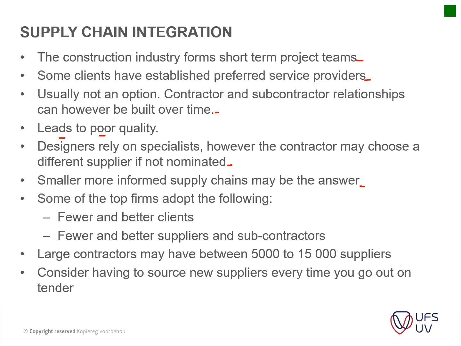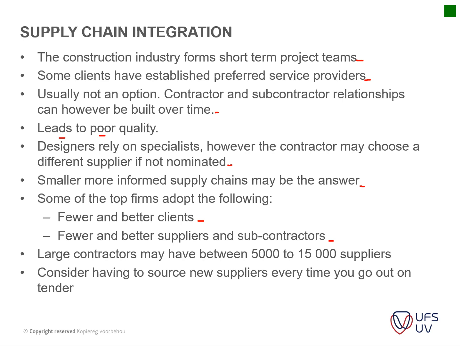From the top, firms adopt the following: fewer and better clients. What some larger firms try to do is establish long-term relationships and work with certain clients that can fulfil their needs, and rather than doing bulk attempts at getting work, they do less work but of better quality. So they build up a relationship like that with their clients. Fewer and better suppliers and subcontractors: it's the same thing, you do not necessarily use the same plumbers every time. You might use only 3 or 4 plumbers depending on how busy they are. Also a matter of building a relationship.